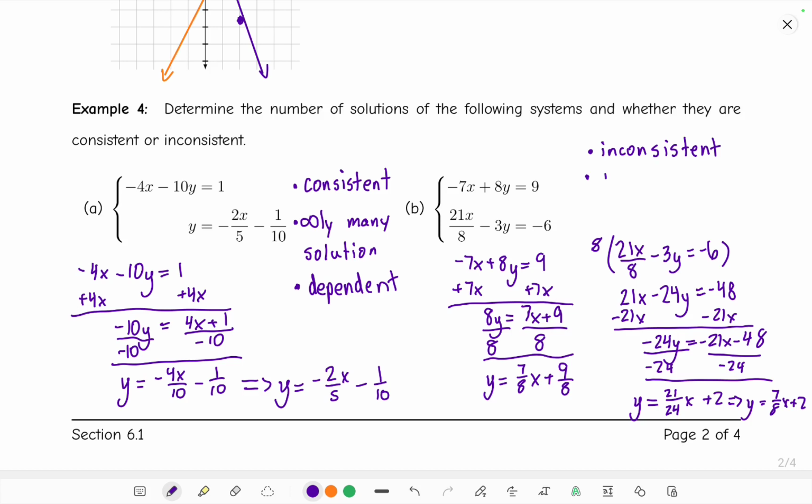So then there's no solution. And then since it didn't have infinitely many solutions, this one will also be called independent. Again, we'll get those definitions on the last page of the notes. And that is it for part 1 of section 6.1.